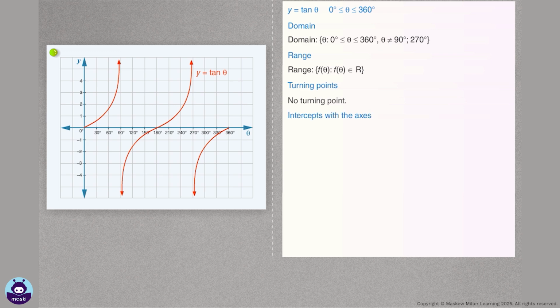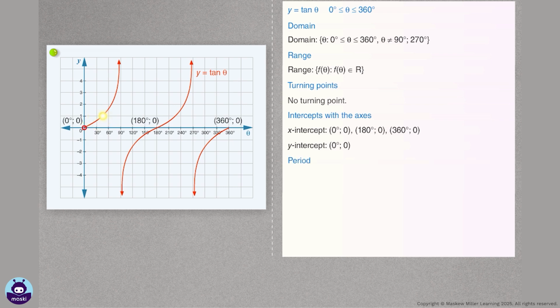Intercepts with the axes. A function is said to intercept an axis when it cuts or touches it. The tangent function intercepts the x-axis at various points, such as (0 degrees, 0), (180 degrees, 0), and (360 degrees, 0), and the y-axis at the origin, that is (0 degrees, 0). Note that the origin is both the x-intercept and the y-intercept.